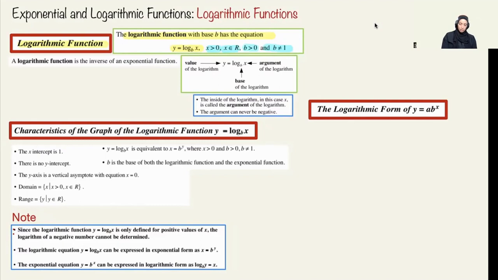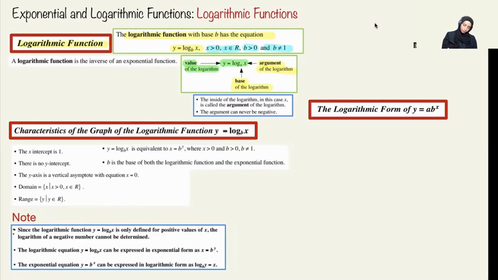So let's understand a little bit of this. So y is equal to log base b. Over here, we say that the value of the logarithm is basically y. You're saying y is equal to this log, and so that's the value of the logarithm. And over here, the base is the base of the logarithm, and that's your b, and x is the argument. So you're saying log of something, okay?